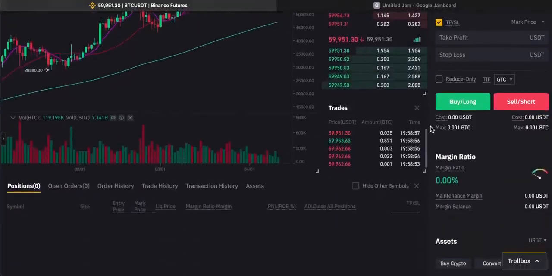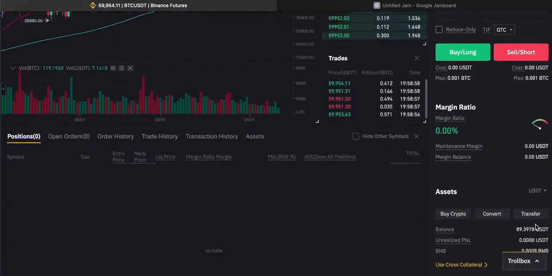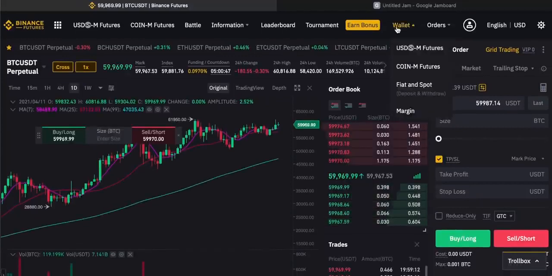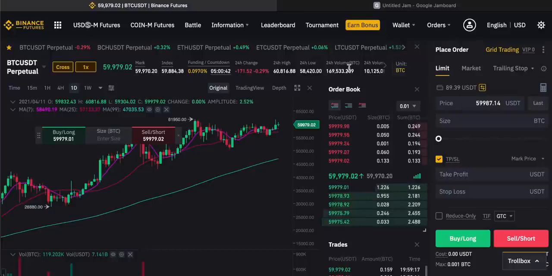So you can come down here, you can see I've got some balance here of US dollar tether. That is collateral. You can do that by going to your wallet and then going to your fiat and spot account, but also going to your futures and margins account, and then just making sure that you have some collateral in those separate wallets. I'm not going to get into what futures are and trading them here.